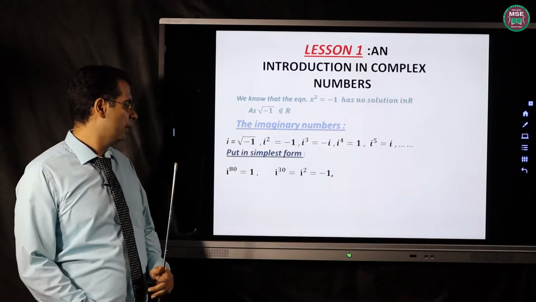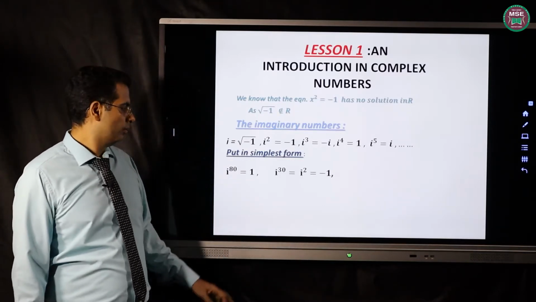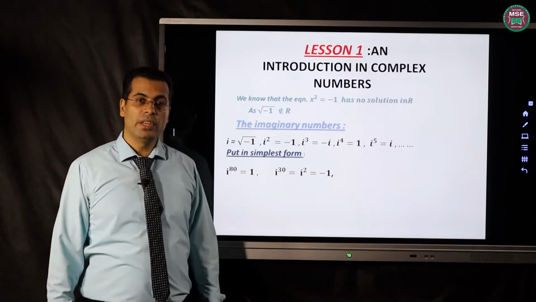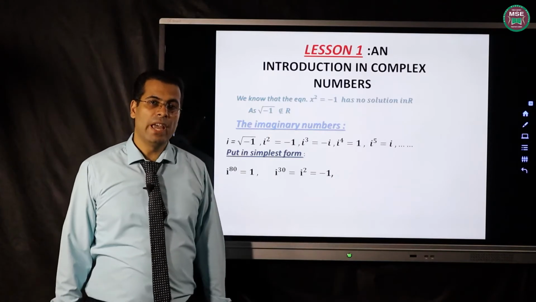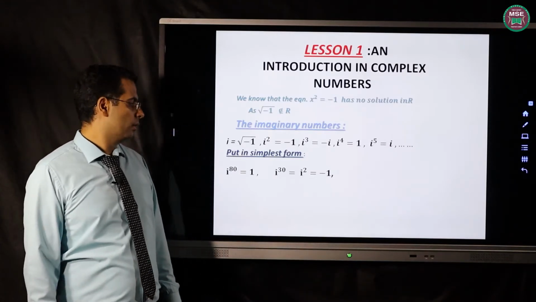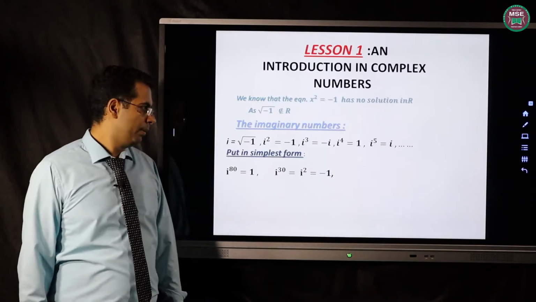Okay? Put in simplest form. Here, I power 80. 80 is divisible by 4, so it equals 1. I power 30. 30 is not divisible by 4, so divide 30 by 4 and take the remainder. The remainder here is 2. How? As we studied before in primary.